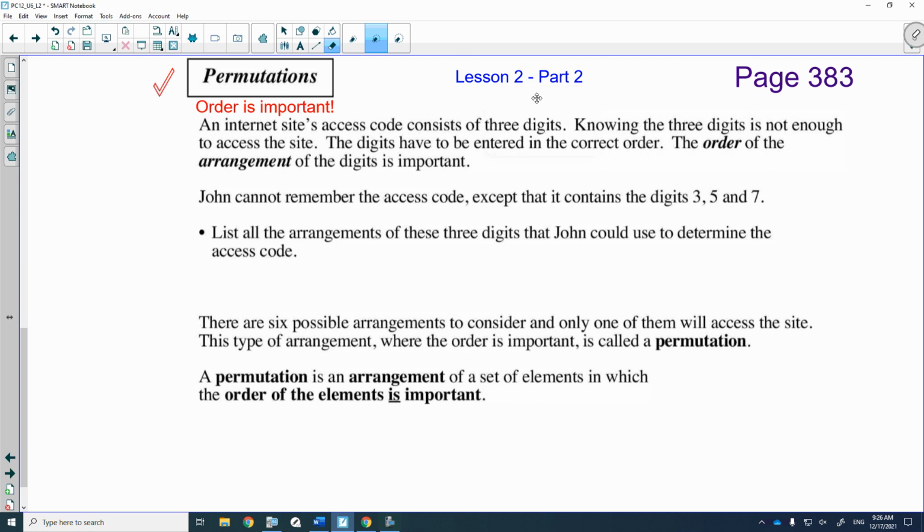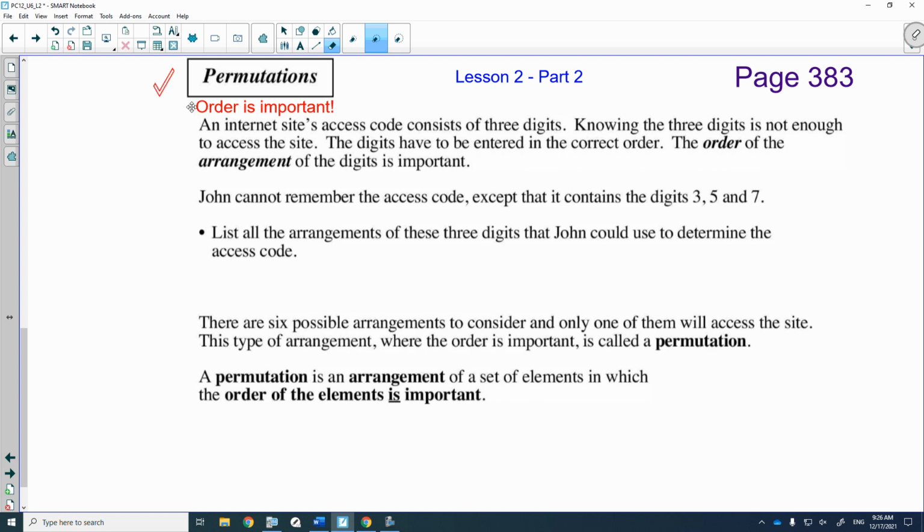Hi Math 30s. This video is going to be the second part of lesson 2 and it is on something called permutations. One thing I want you to note for permutations is that order is important. So what's an example of a permutation where order is important? It would be a PIN number to, let's say, your bank card.